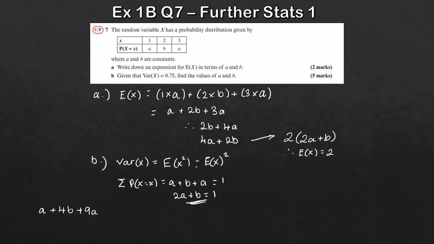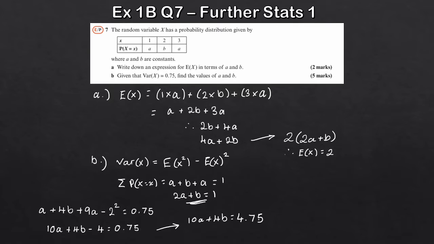And then we need to subtract E of x all squared, which is 2 squared. And we know this is equal to 0.75. So that's my formula for the variance, which we know is 0.75. Collect like terms here. So 10a plus 4b minus 4 is equal to 0.75. Now I can simplify again: 10a plus 4b is equal to 4.75.